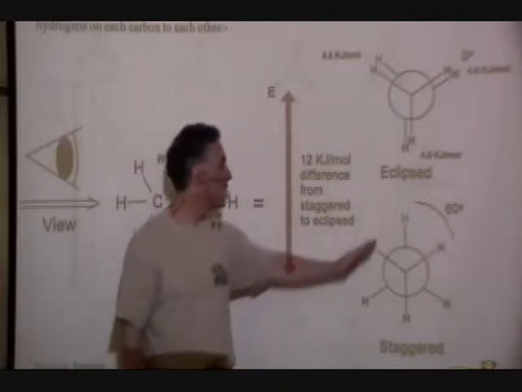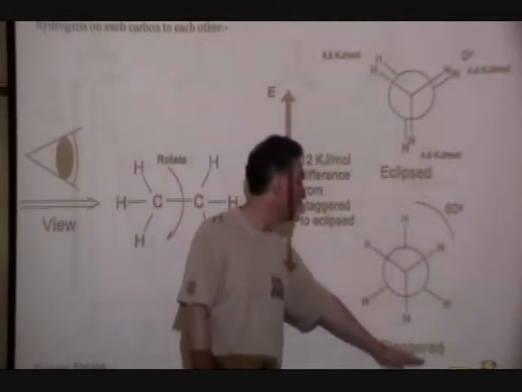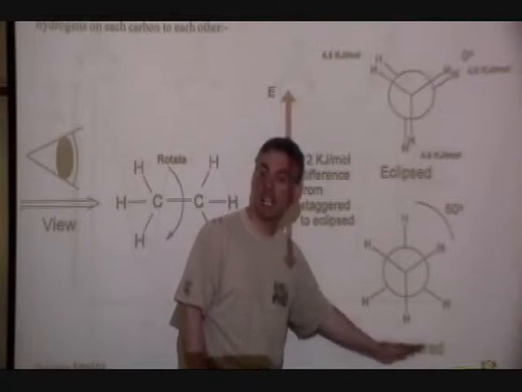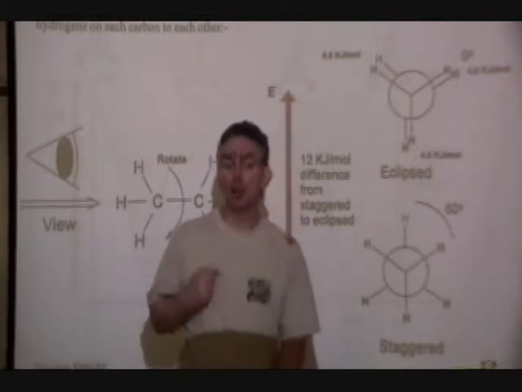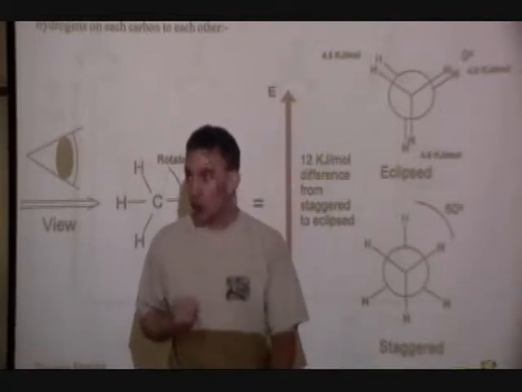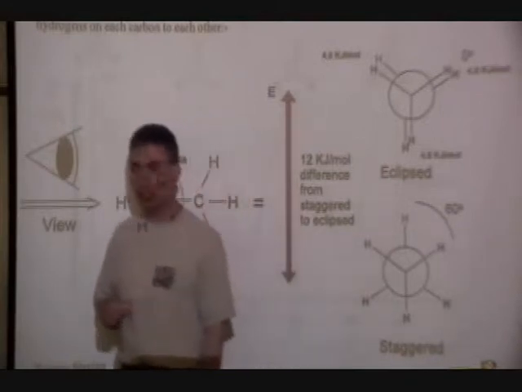So, most of the time, the vast majority of the molecules are going to stay pretty close to this staggered conformation because it's lower in energy. And molecules always look for the path of least resistance and the lowest energy.